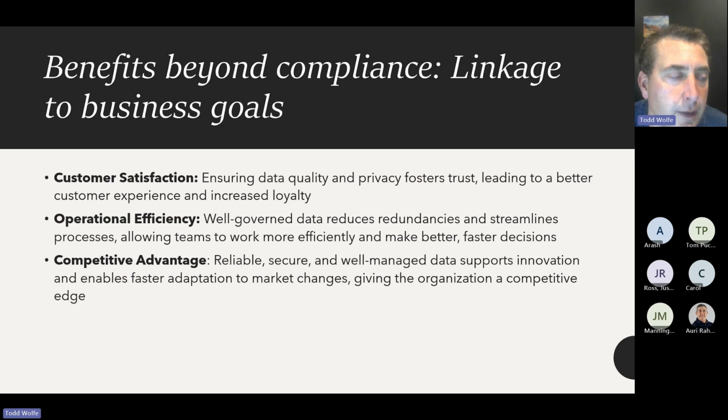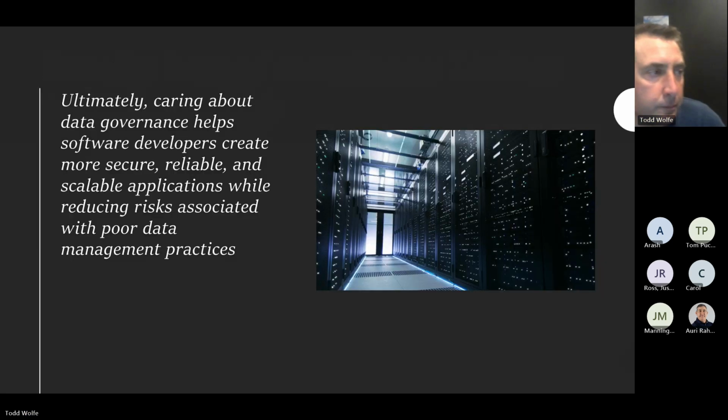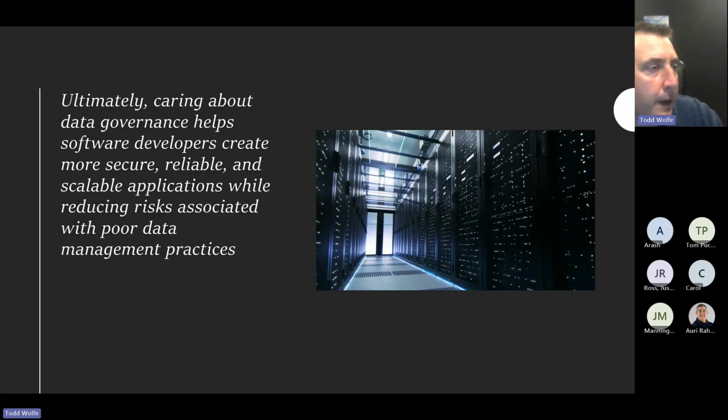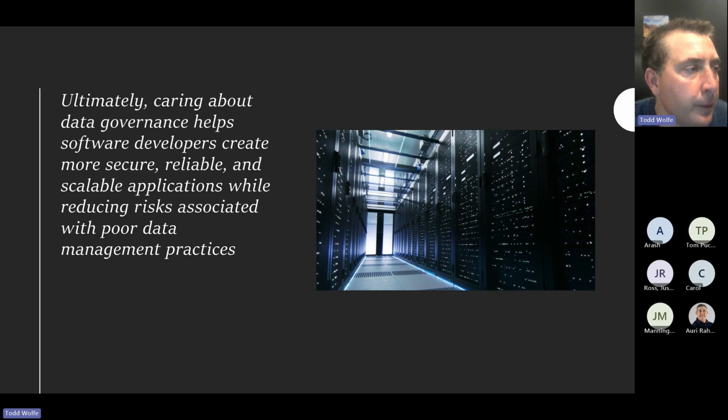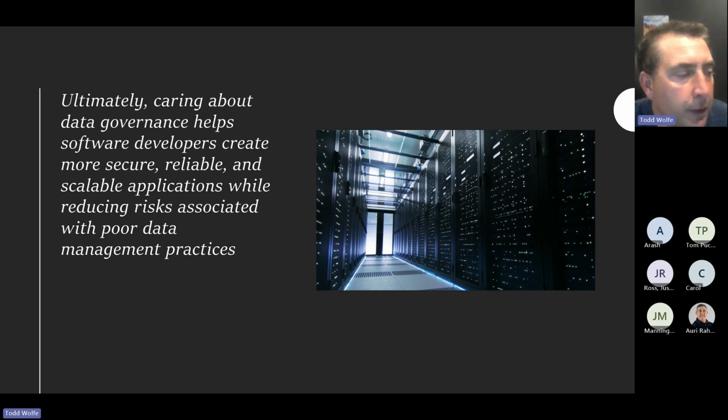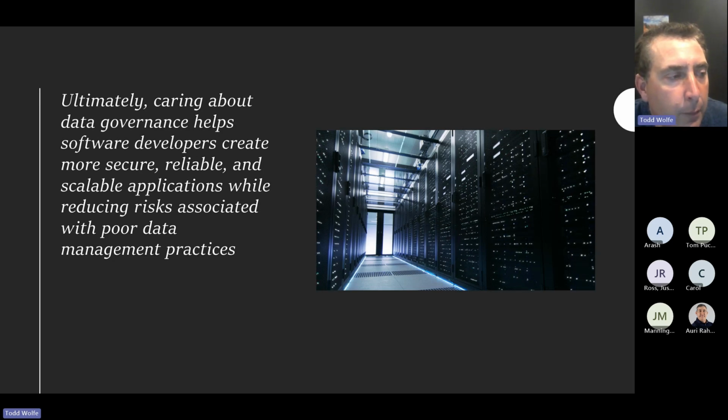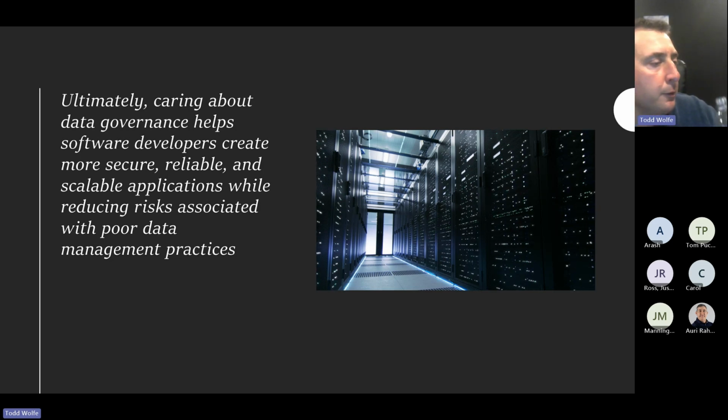So if your systems have taken these data governance practices and principles into play, when you go and leverage AI on upcoming projects and work, you're going to be able to do so much better, and that's going to help produce a better competitive advantage long term. So ultimately, as developers, by caring about data governance, it helps you create more secure, reliable, and scalable applications while reducing risks associated with poor data management practices.